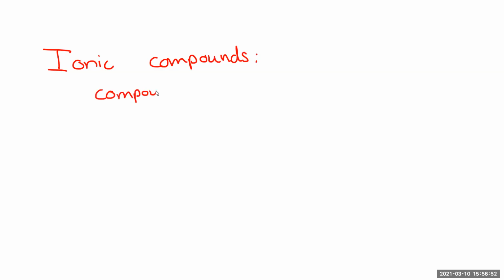Remember that compounds are pure substances that can be broken down further. They are not elements, but they are still pure substances, okay? They can be broken down further through chemical reactions, but they are still pure substances. And since they are made up of ions, in this case, ionic, let's just mention what ions are, which you've read about.